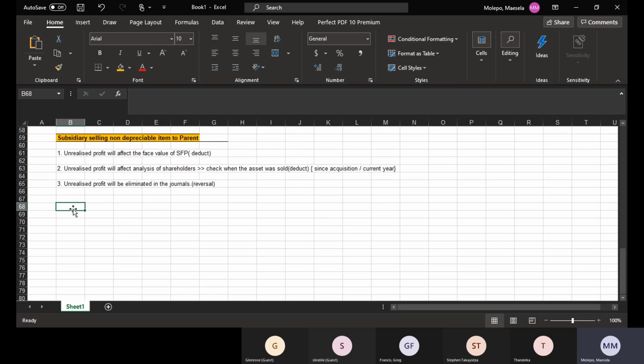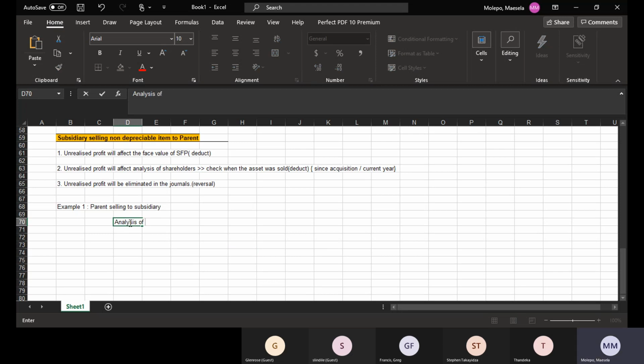So when we go to our analysis of the shareholders, this example is example one, where parent selling to subsidiary. Then in this case, we've got the share capital of 100,000, which comes from our pre-adjustment trial balance, because they told us that the share capital is 100,000.